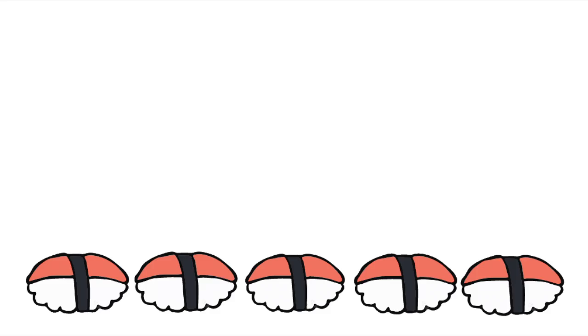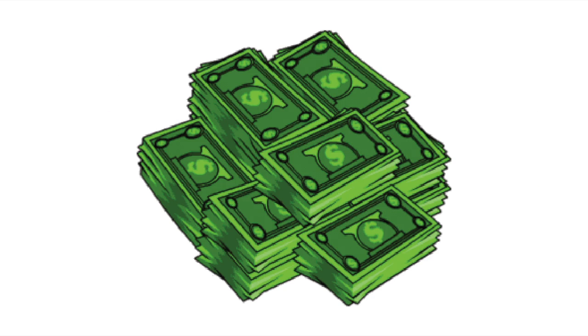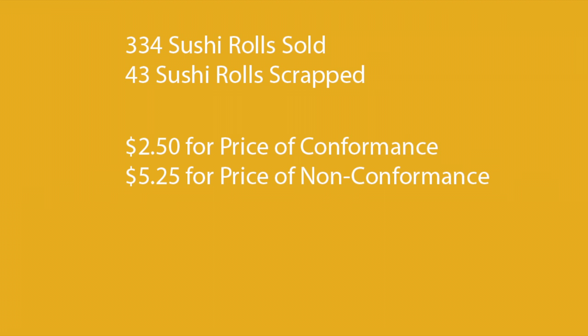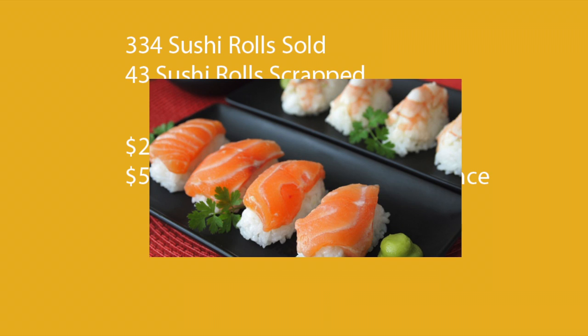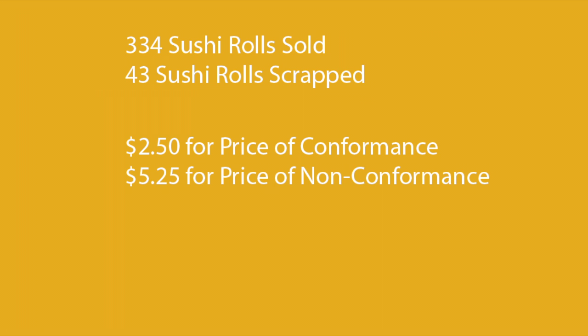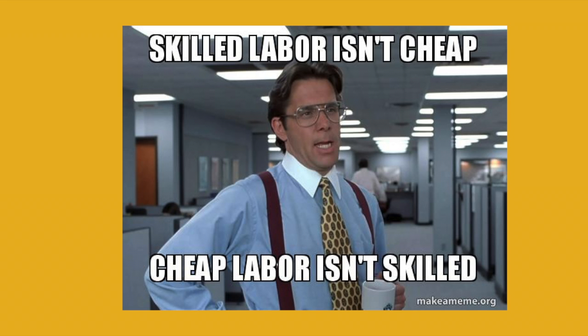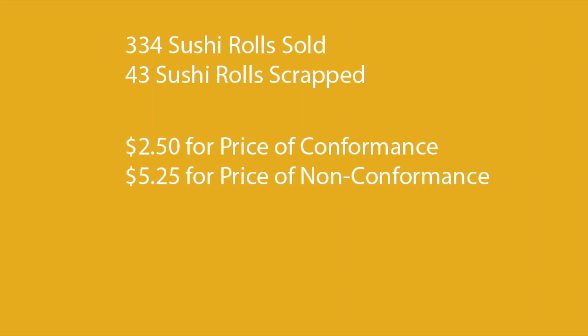In one day at our sushi restaurant, we sold 334 sushi rolls. At the end of the night, we discovered that 43 sushi rolls were scrapped. The price for conformance was calculated to be $2.50. This is the price associated with doing the job right the first time.